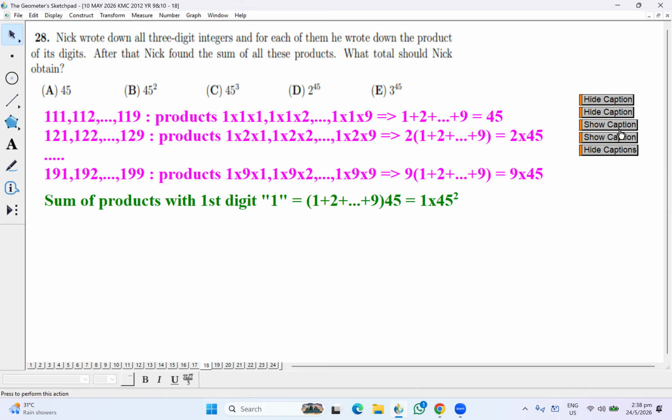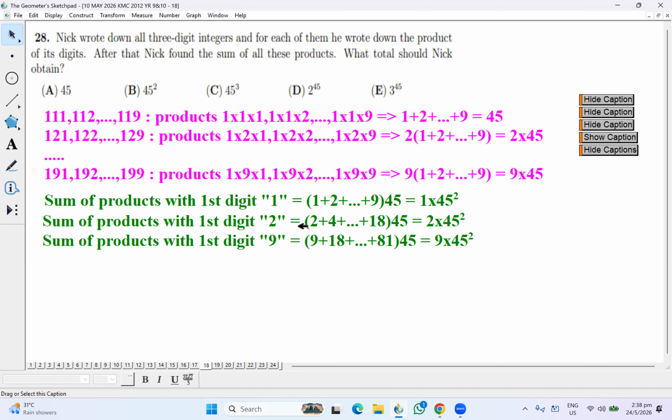So for digit 2, this one is 1 to 9. Digit 2, the first digit now become 2. All will double. So become 2, 4 until 18. So 2 times 45 square. Will be double those with first digit 1. This one first digit is 2, double. The first digit is 9, then will be 9 times. So become 9, 18, 81. Like that.